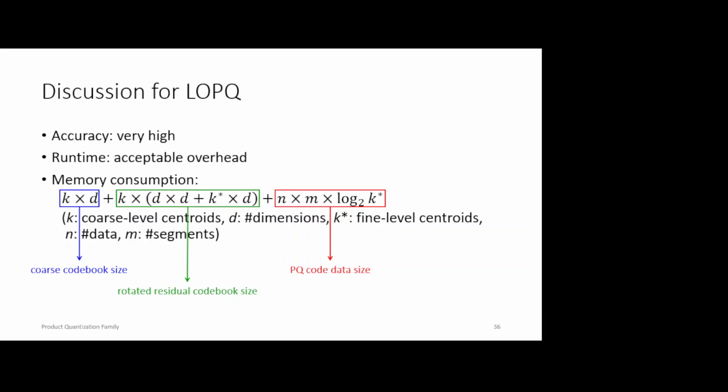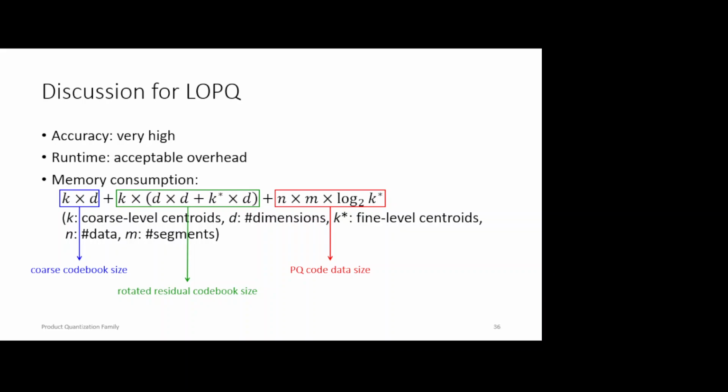Okay, and for the running time, it includes some overhead because you have hierarchical clustering. So basically it has some overhead when you apply the two quantization steps. And how about the memory it used? Okay, the memory used is calculated like this.